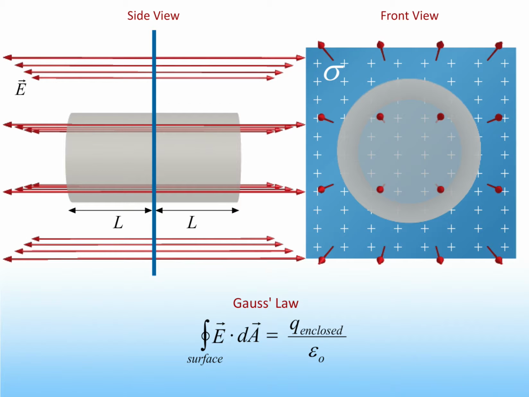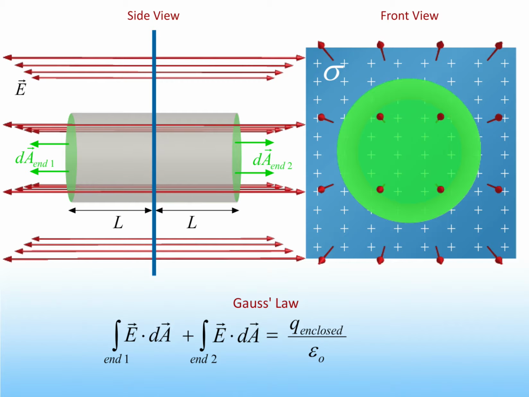For the left-hand side of the equation, E dot dA will be non-zero only on the two ends. At each end, the field points away from the plane of charge in the same direction as dA, which always points away from the inside of the volume. Therefore, the contributions from each end are the same, leaving the total integral of E dot dA over the surfaces equal to twice the product of E and the surface area of a single end.